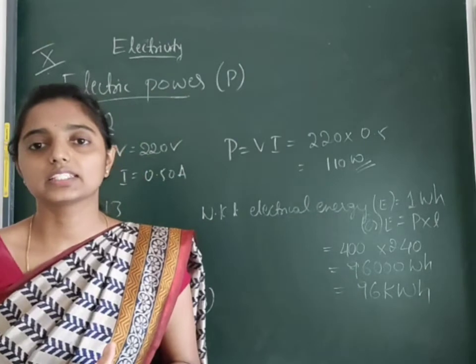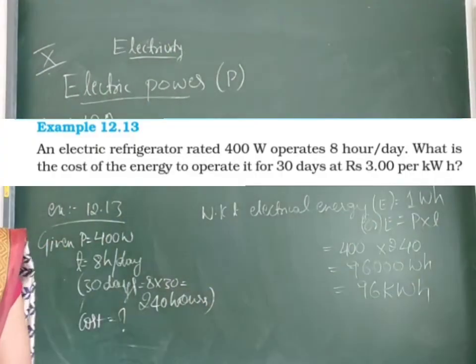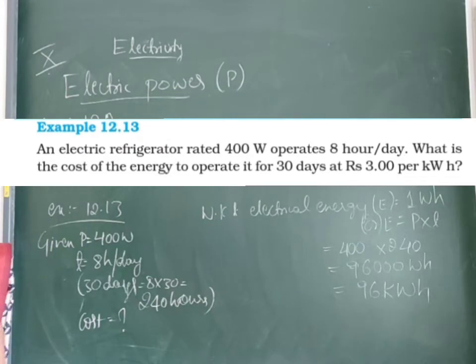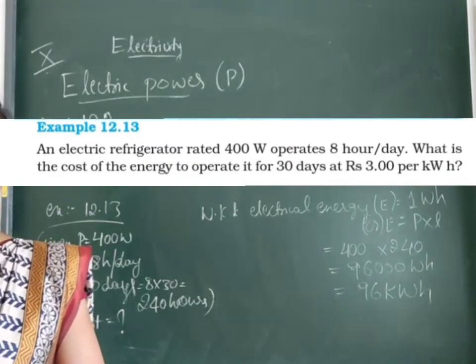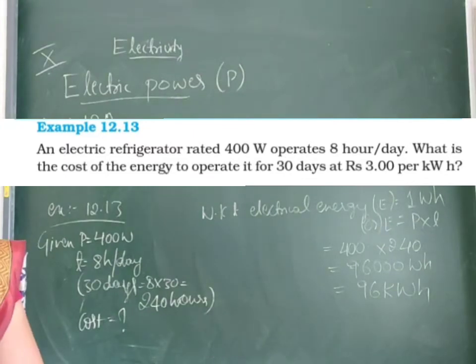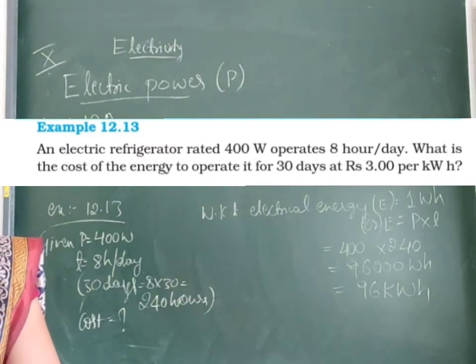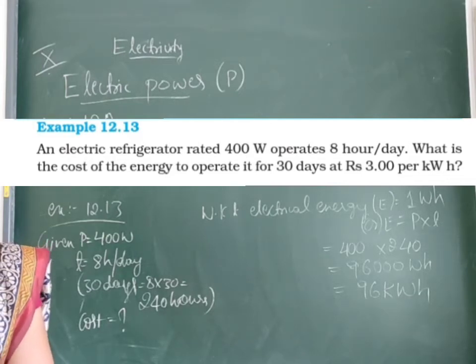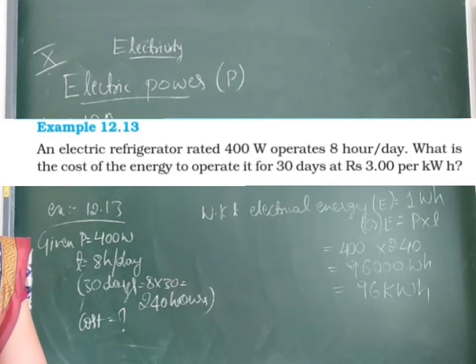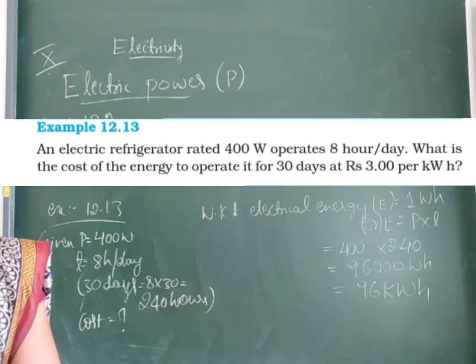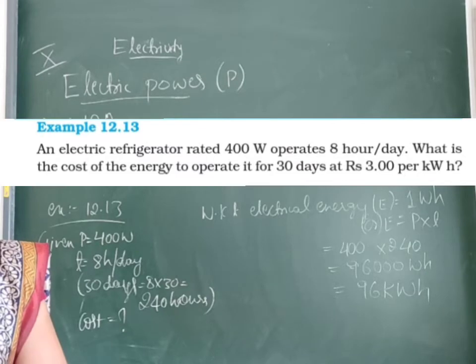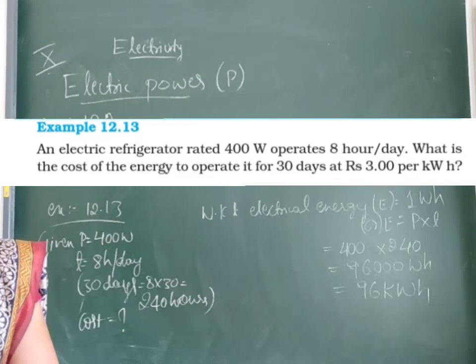Now read the second example problem, that is example 12.13. An electric refrigerator rated 400 watt operates 8 hours per day. They have given that the electric refrigerator with 400 watt will operate only 8 hours per day, and they are asking us to find out the cost of the energy to operate it for 30 days. That means only 8 hours per day, so we need to calculate 8 into 30. Now they have given the cost as 3 rupees for 1 commercial unit, that is kilowatt hour.